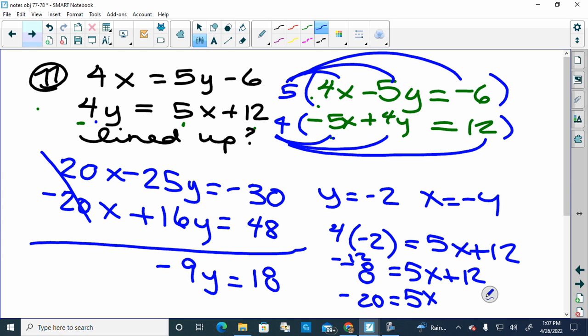Okay, so if I checked it with this one, 4 times a negative 4 would be a negative 16. Okay, and I'm trying to decide if the left side equals the right side. So if I plugged in a y here, which is a negative 2, 5 times negative 2 would be a negative 10, and a minus 6, so it equals the other side, so we did it.